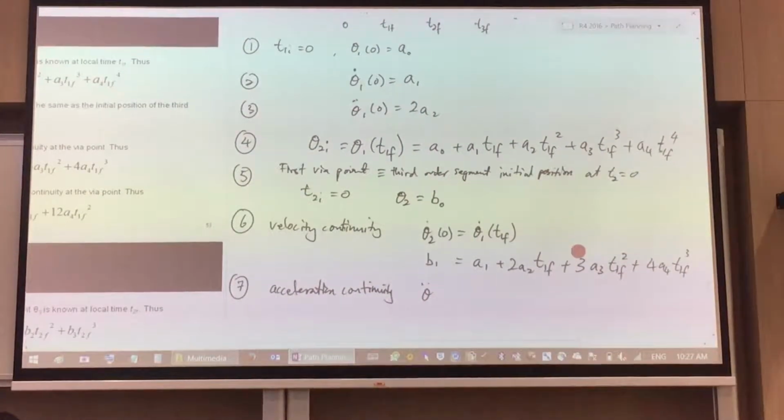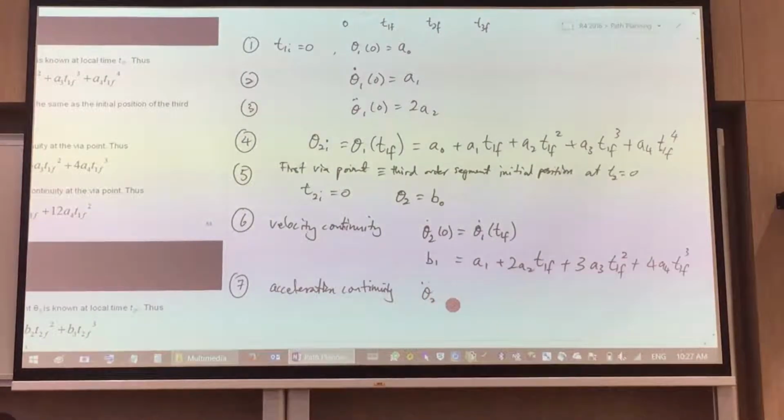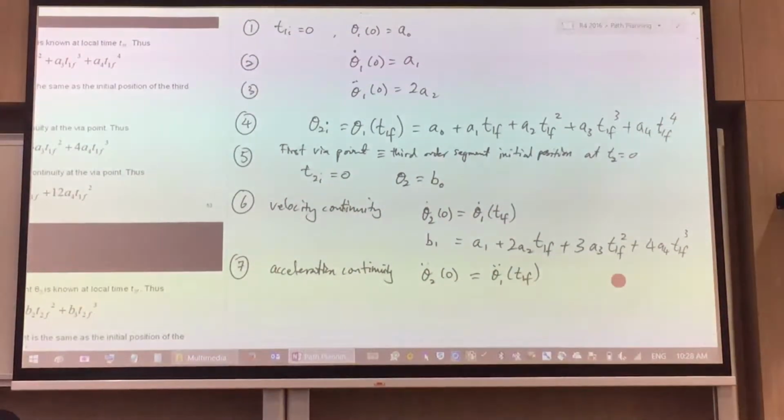So here theta 2 at time equal to 0 must be equal to theta 1 at time t1f. Right, so that's why we can have a good length. The acceleration also must match so that you can get a matching transition. So if you substitute 0 into the acceleration for segment 2, you get 2b2.